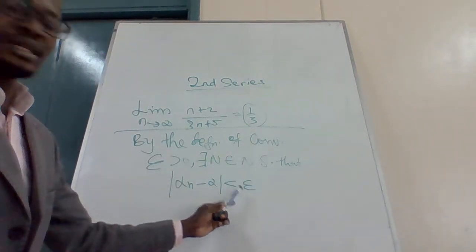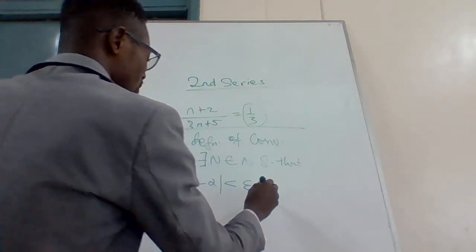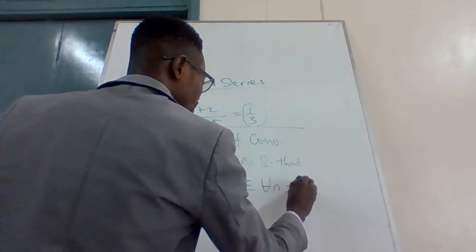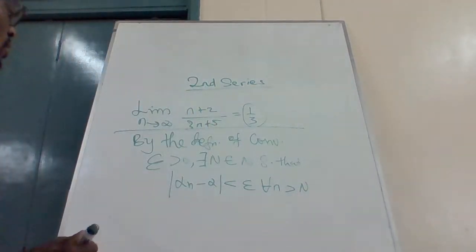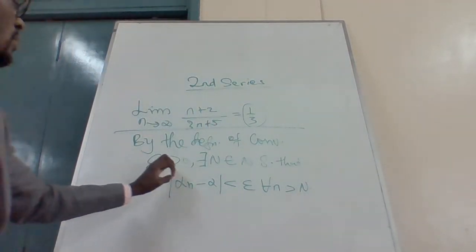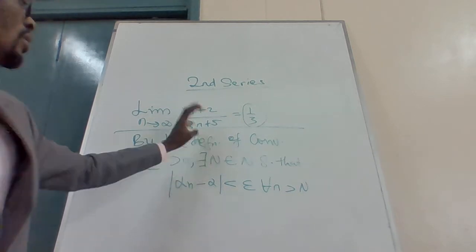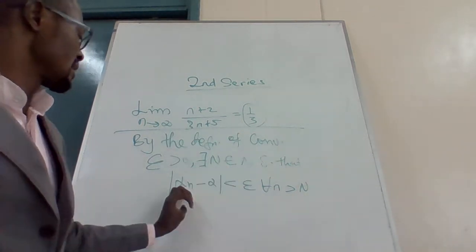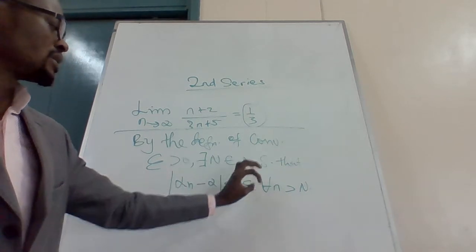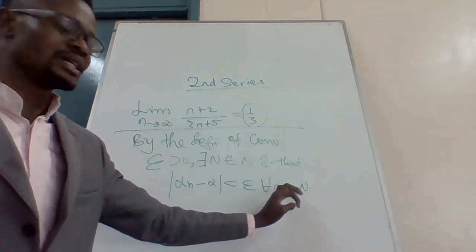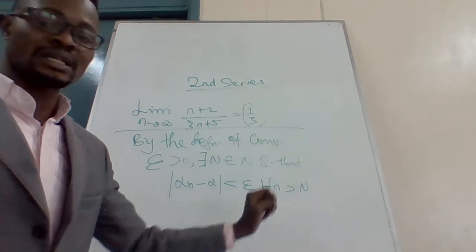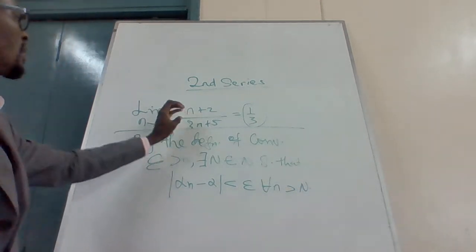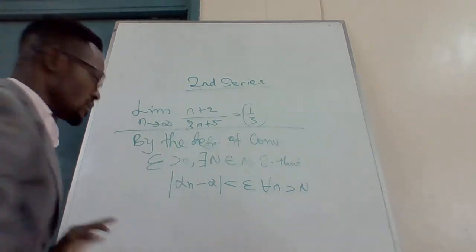And if this is less than epsilon, it tells you that for all small n must be greater than big N. So this is all we need to do. Epsilon must be greater than 0, for all n a member of the natural numbers, such that alpha n minus alpha will be less than epsilon for all small n greater than capital N. And that is all required for us to prove and show that this is convergent.